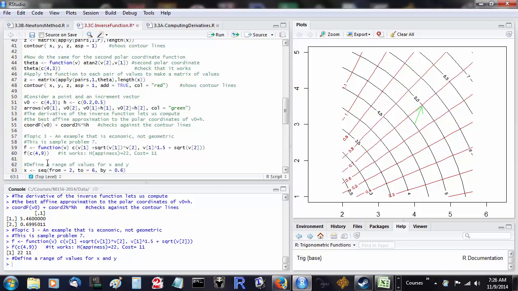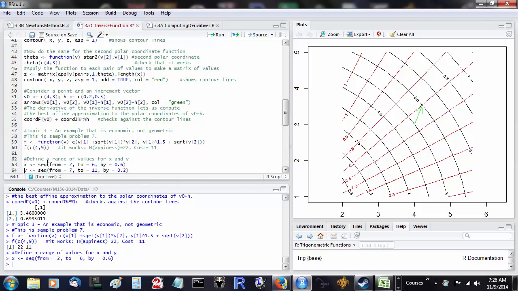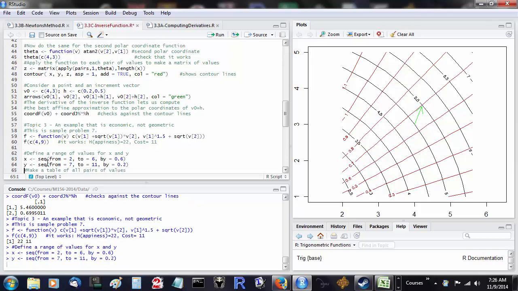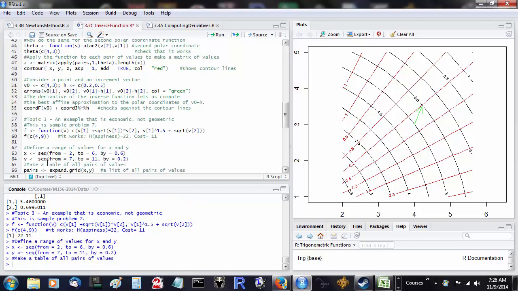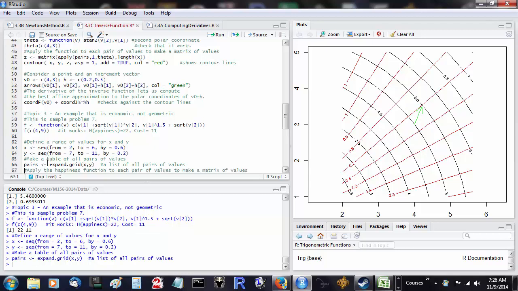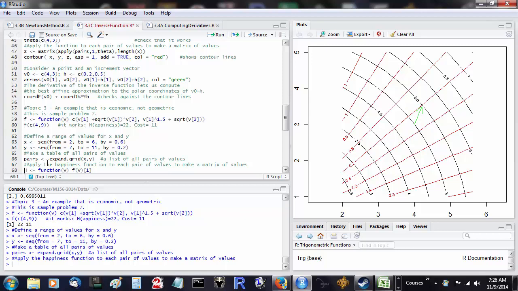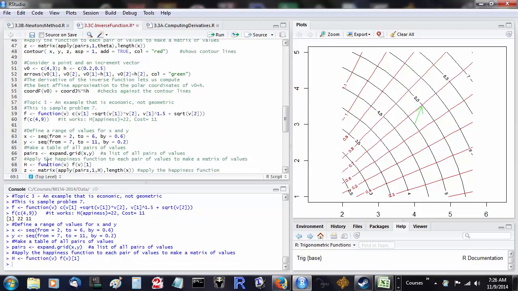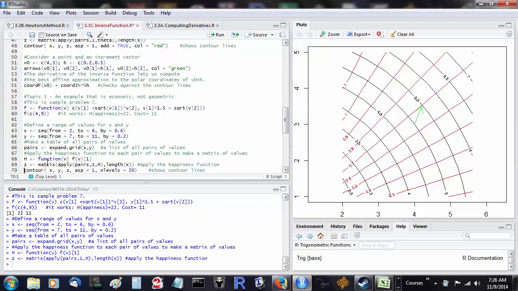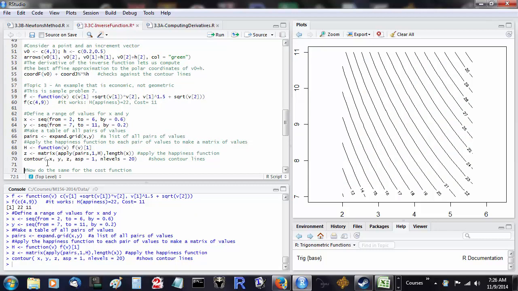We will plot values of x ranging from 2 to 6. We'll plot values of y ranging from 7 to 11. Use expand grid to create a long list of pairs of values. And then we will apply the happiness function. That's the first component of my function f of v, and I discovered through experimentation I have to make an explicit definition of it in order for apply to work correctly. So there it is, and now I can plot my contour lines.